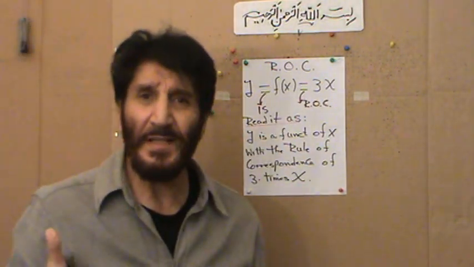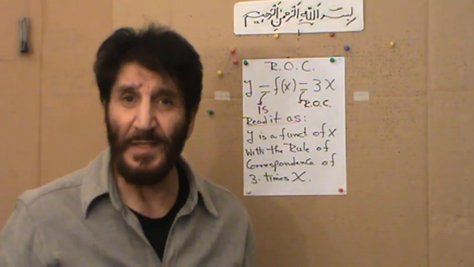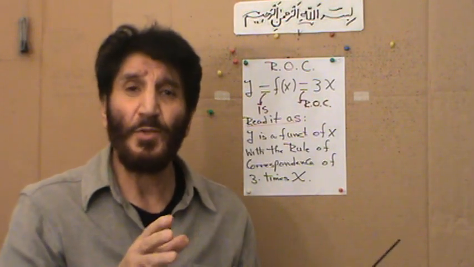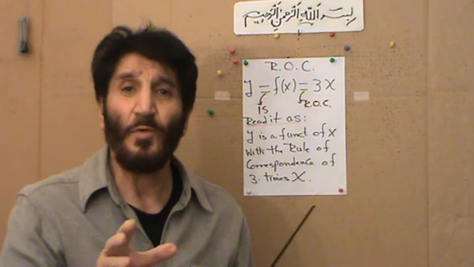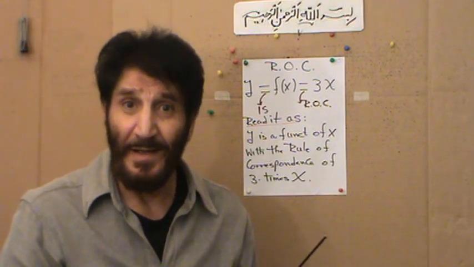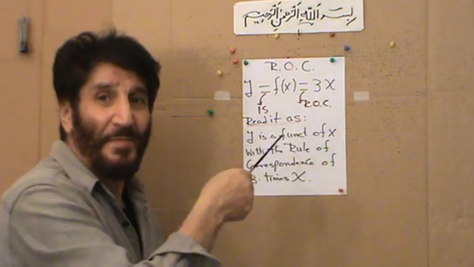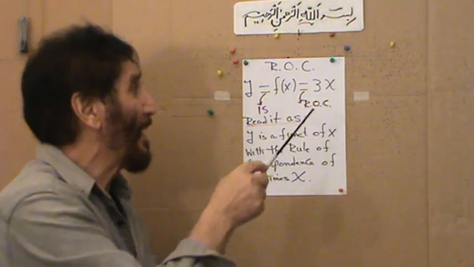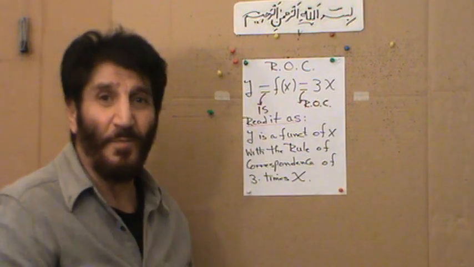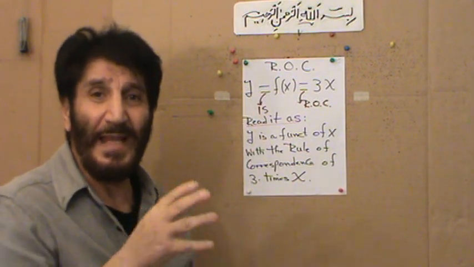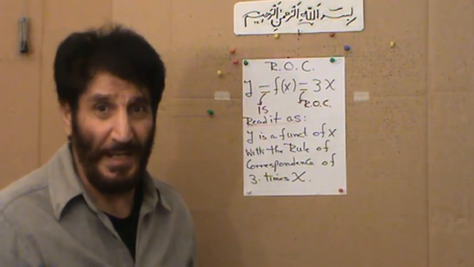Rule of correspondence is in reality what the function is. The rule that tells you how x and y correspond to one another. Now here, for every x that we assume a number for, 3 times that will be the value of y. So that is the rule by which x and y correspond to one another.